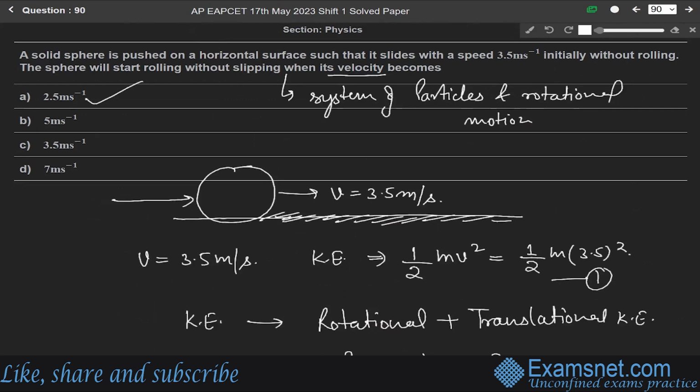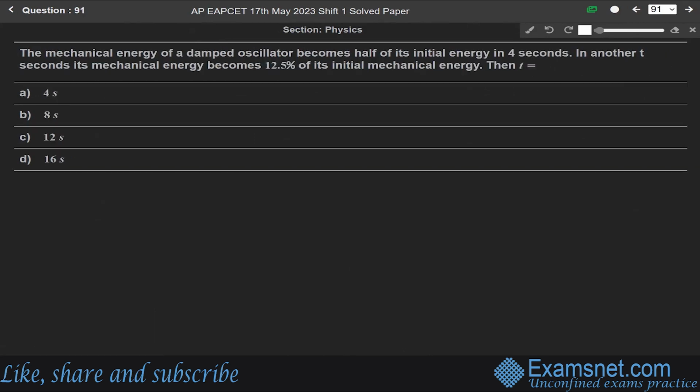Okay, now next question. The mechanical energy of a damped oscillator becomes half of its initial energy in 4 seconds. In another t seconds, its mechanical energy becomes 12.5% of its initial mechanical energy. Then we have to find the value of t. So this question is from the chapter of work, energy and power.